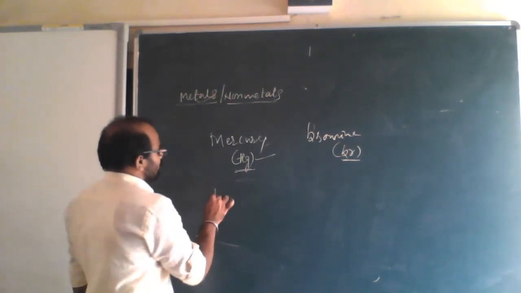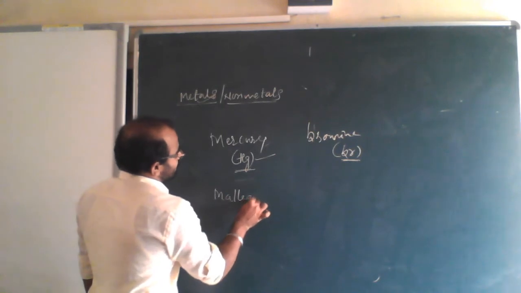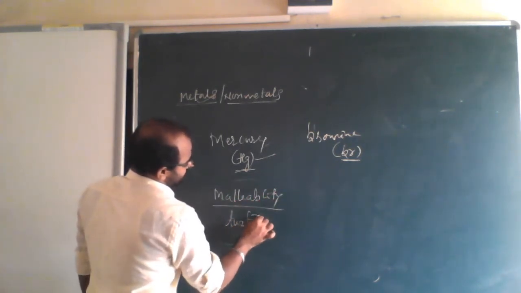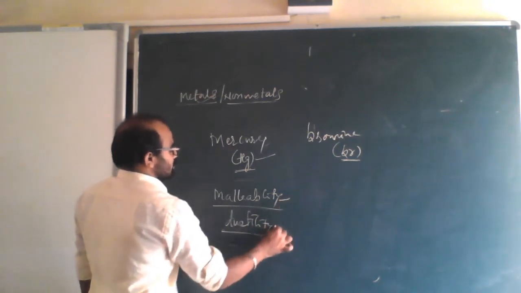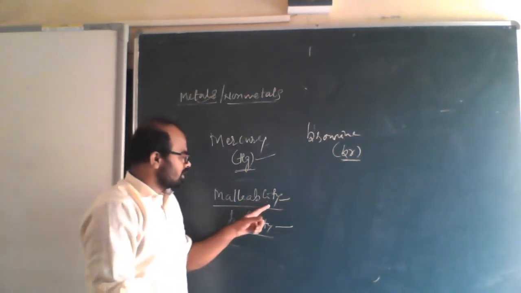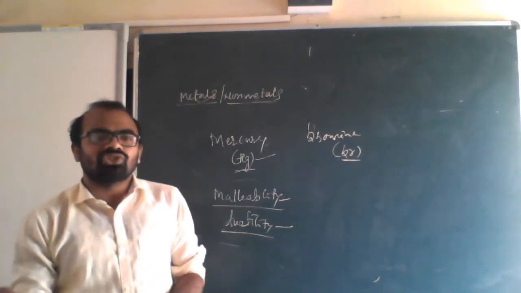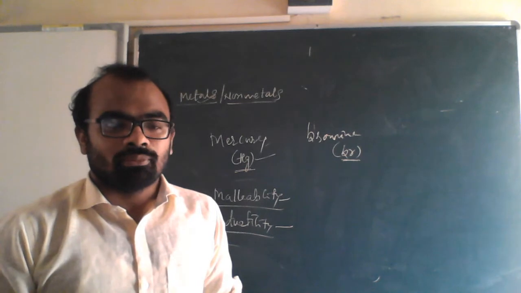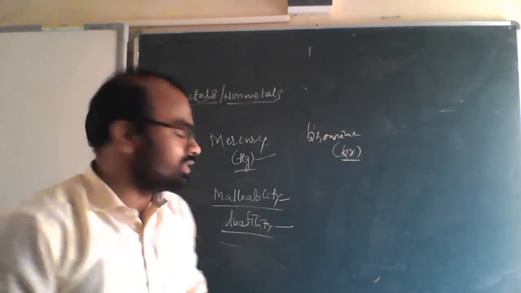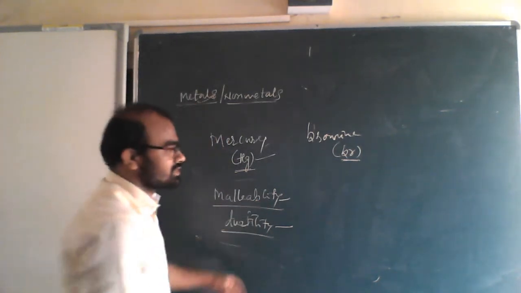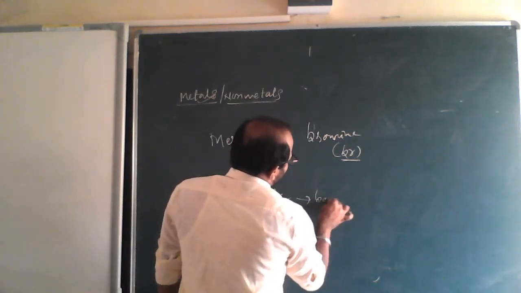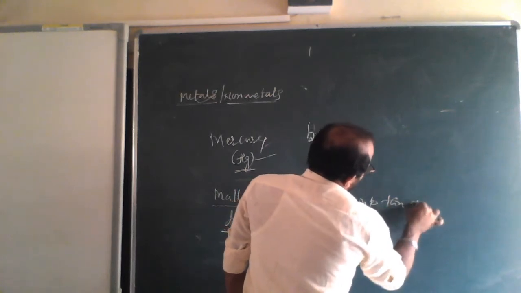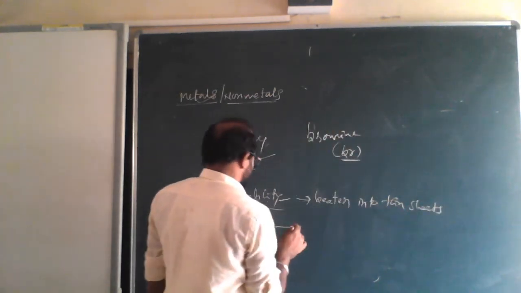Very, very important two definitions: malleability and ductility. What we have to write? The property of metals by which they can be beaten into thin sheets, that is our malleability. They can be beaten into thin sheets.